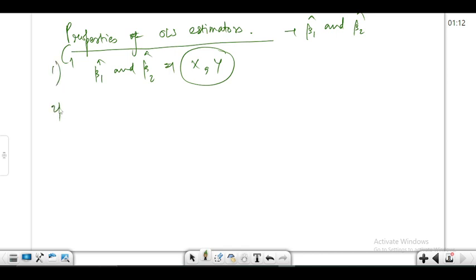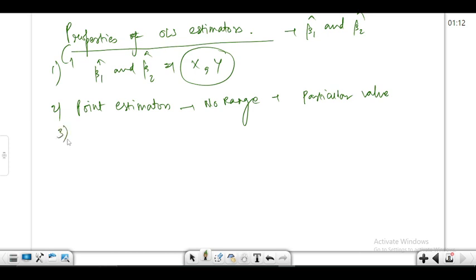Then the second property is they are point estimators. Okay, point estimators. So this means that we get a particular value for your beta 1 hat and beta 2 hat. So there is no range of values. There is a particular value for beta 1 hat and beta 2 hat. This is your second property. Then there is a third property.